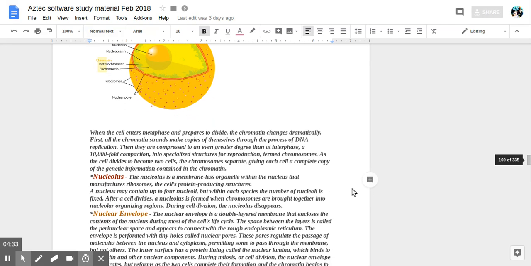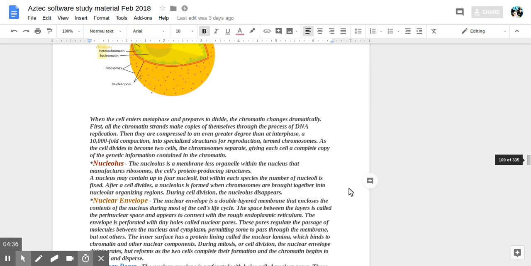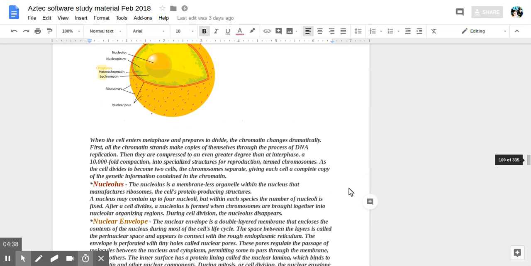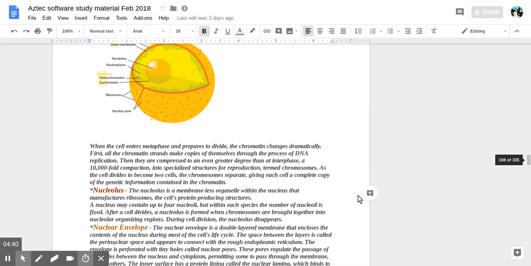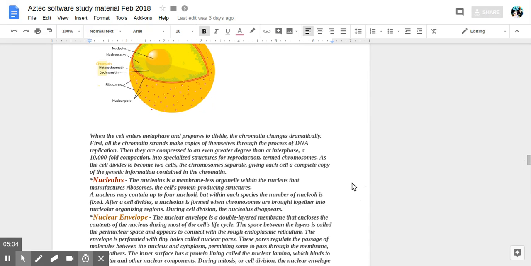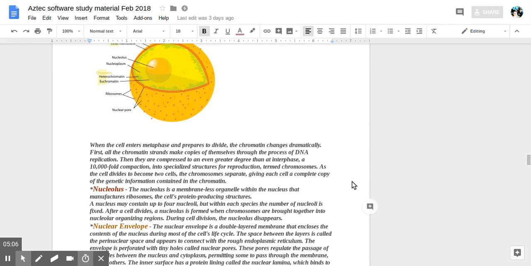The nuclear envelope is the double-layered membrane enclosing the contents of the nucleus. During most of the cell's life cycle, the space between the layers is called perinuclear space, and appears to connect with the rough endoplasmic reticulum. So, the space between the two layers of the nuclear envelope. The envelope is perforated with tiny holes called nuclear pores.